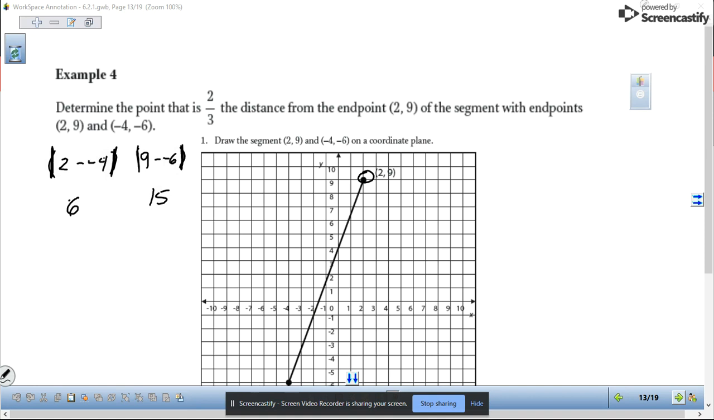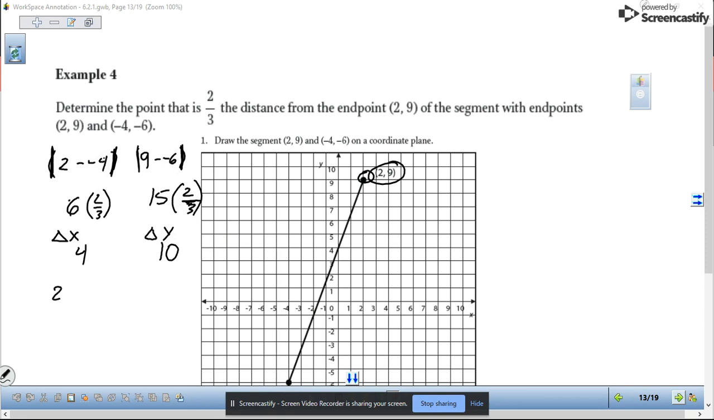Now, we want 2/3 of each of those. Okay, so 2/3 of each of those. So 2/3 of that is 4, and 2/3 of this is 10. So I want to follow my line. Now this is my x change, right? So x and y. So change in x, change in y. Now I want to go from this point along my line, which means left and down, so negative for both.